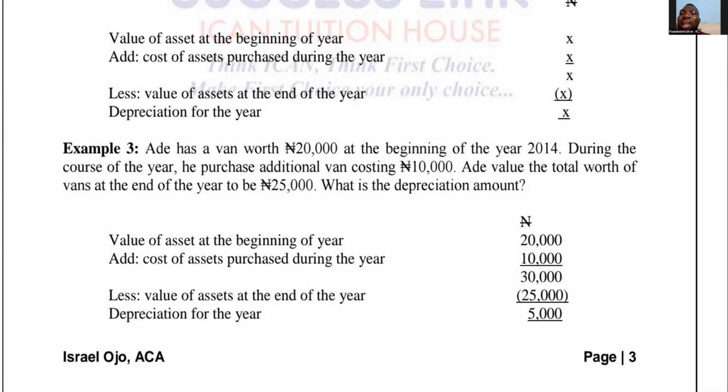But you now say the total worth of the van at the end of the year is 25,000. It means I no longer ask, what is my fair value? If I actually want to dispose of this van, how much can I realize from the disposal? And that is 25,000.